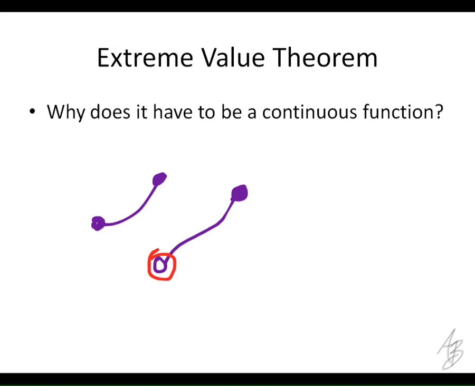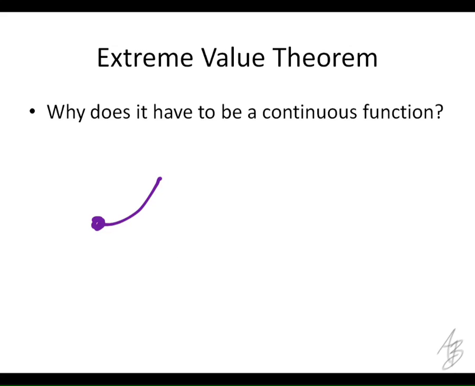So again, the extreme value theorem is just a theorem that says in these specific conditions, when we have a continuous function on a closed interval, then we know that it has to have extreme values. Otherwise, we don't know that it has to have extreme values. We could have something like this. We could have an asymptote.